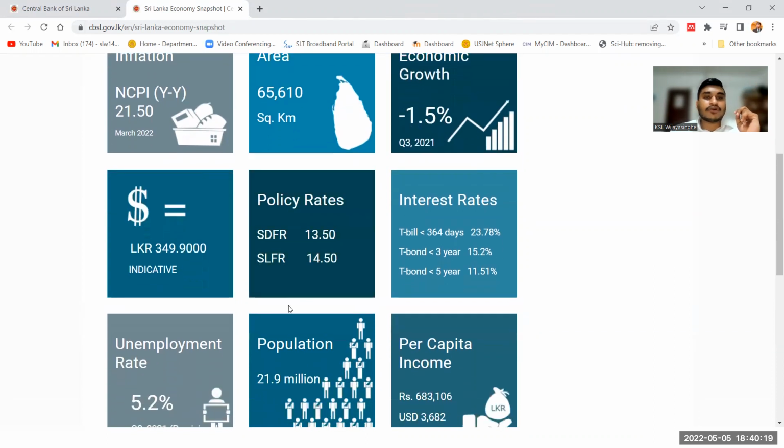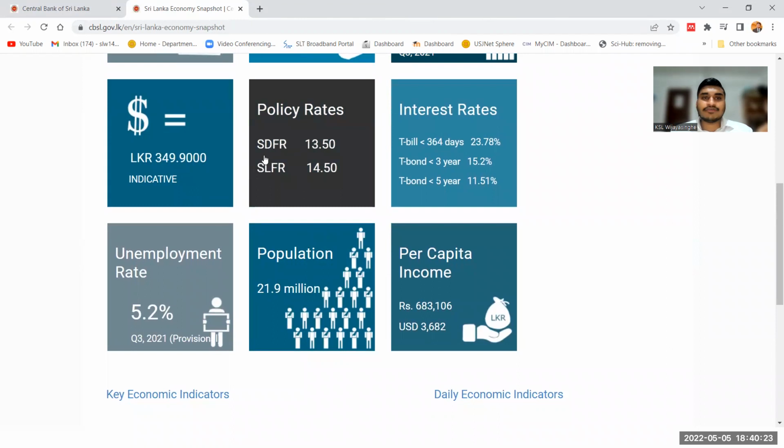And then the policy rates, okay, these are the deposit rates, then the lending rates. Here you see the interest rates based on the number of years for treasury bills and treasury bonds, and the unemployment rate is 5.2%. So we will have a small discussion on unemployment as well.